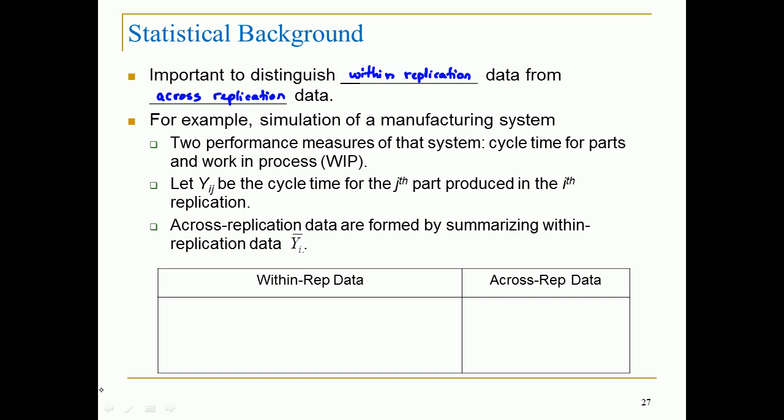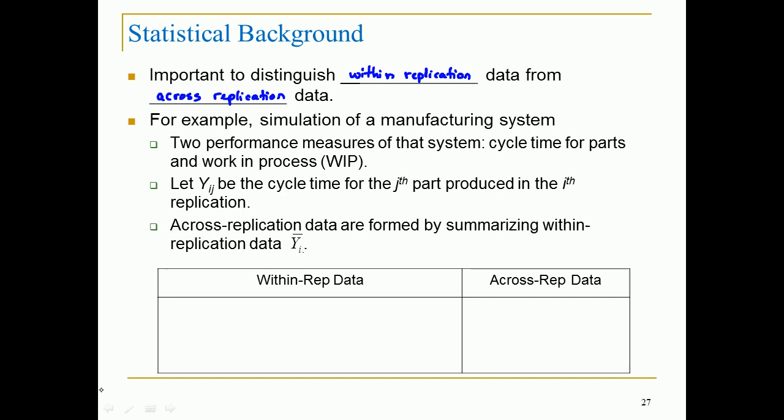So you know that on each replication, you're going to be collecting information from all the entities. So if you're collecting the cycle time for a particular replication, you're going to get the cycle time for each entity that runs that specific replication. Now, that's what we call within replication information.